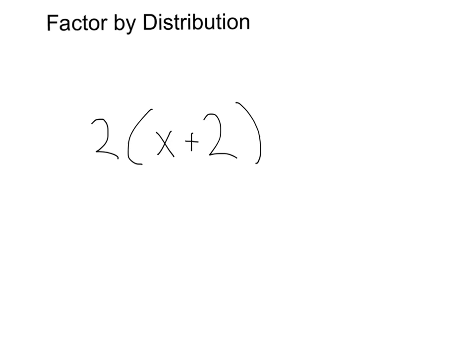Now by this point we all pretty much know how to distribute. So let's go ahead and simplify this. Let's distribute this 2. That gives us a 2x. And distribute it again. That'll give us a plus 4.